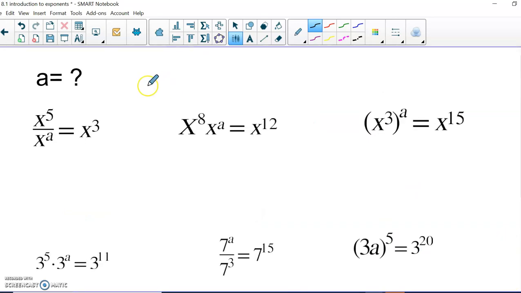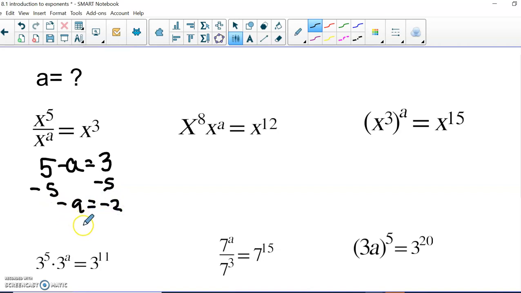Let me just do a couple tricky ones with you. This time the power is missing, but we have the answer. So we're dividing. When you divide, we know we subtract. So if you want to make it into an algebraic problem, you can. 5 minus what number gives us 3? And then we know we subtract 5 from each side, or negative a equals negative 2. Divide each side by negative 1. We get a equals 2.